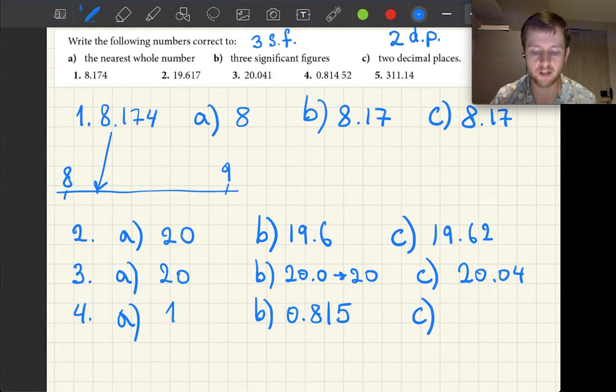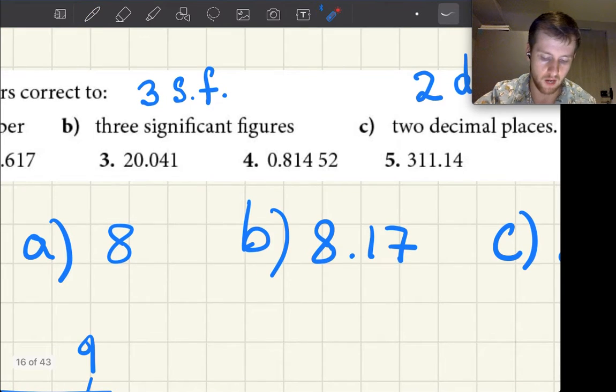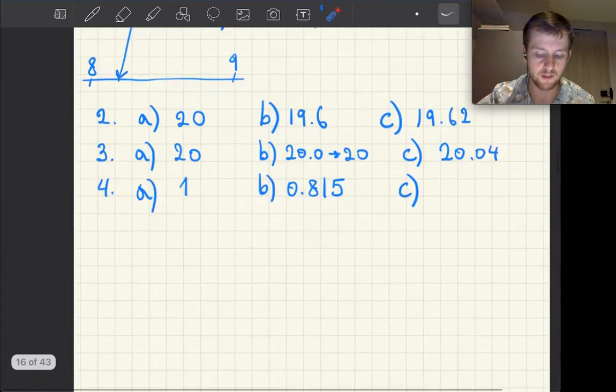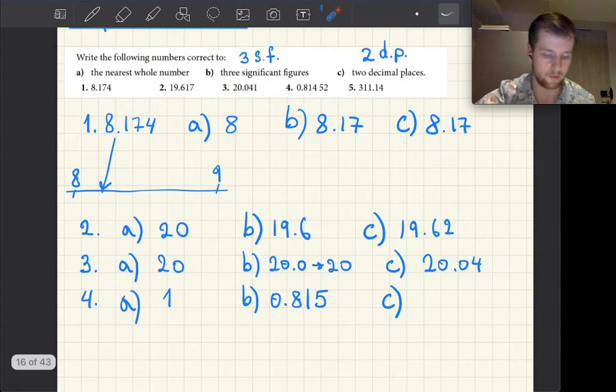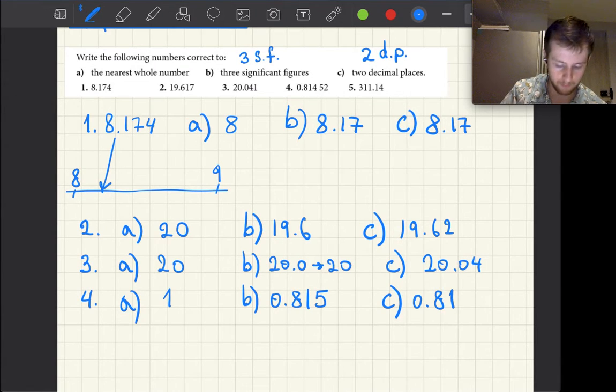And finally, two decimal places. I think by now you should be comfortable with this. 8 is the first one, 1 is the second one. This is where we stop. We look at the next number, it's 4, which means we are staying, we are not going up. So 0.81 is the answer.